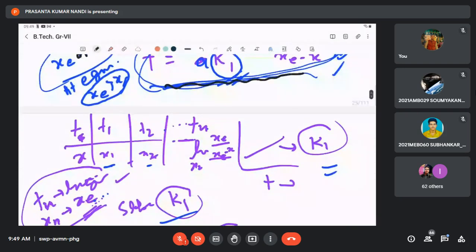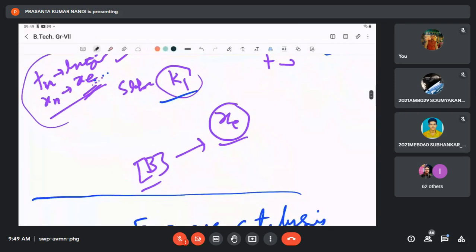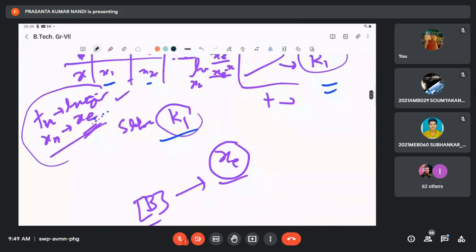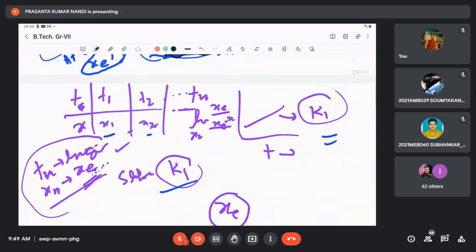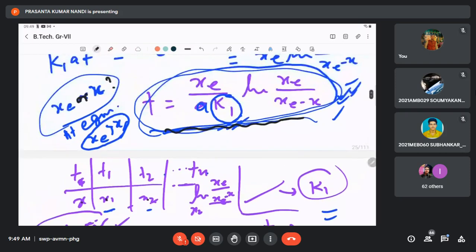Now, how to evaluate K1? After the reaction is over, we can get the product concentration, which is the equilibrium concentration Xc. You just measure the amount of B at different time intervals, T1, T2, like that. And you plot ln Xc by Xc minus X versus T, right? We are plotting ln Xc by Xc minus X versus T, right?